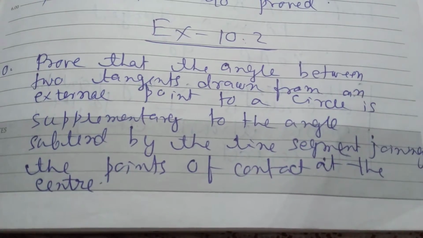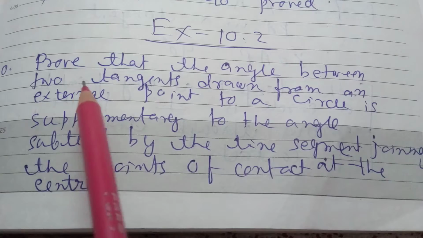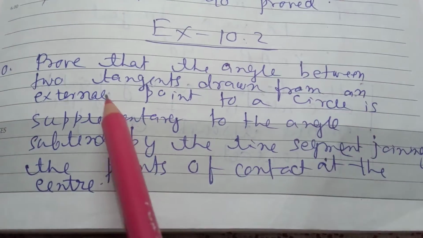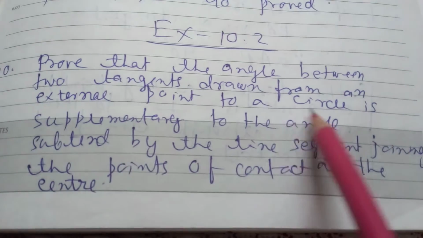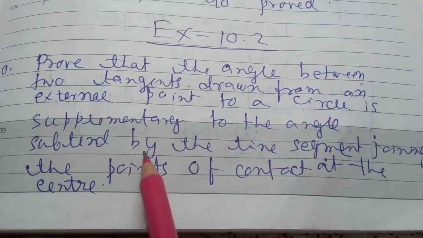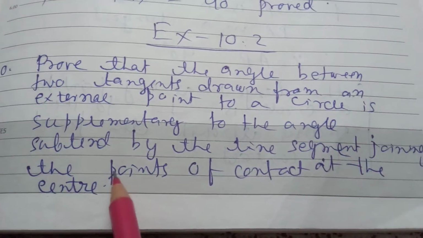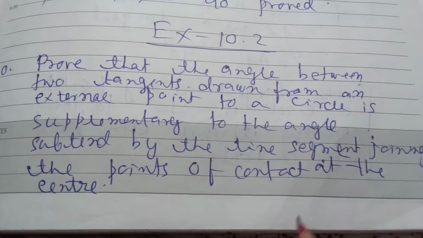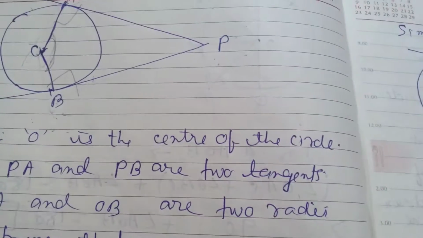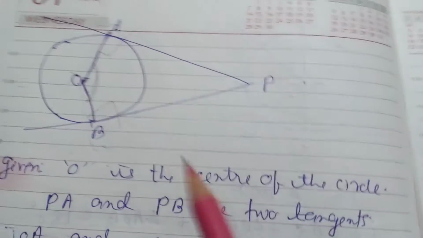Now start exercise 10.2, question number 10. Prove that the angle between two tangents drawn from an external point to a circle is supplementary to the angle obtained by the line segment joining the points of contact at the center. Now look, as per question, this is the figure.